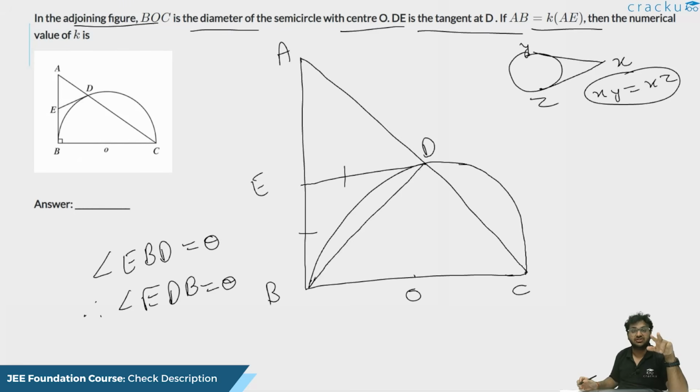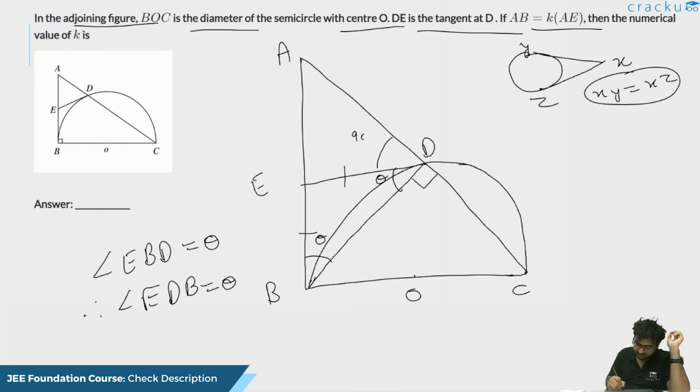Why? Because in an isosceles triangle, the angles opposite to the equal sides are equal. So if this is theta, this will be theta. We also know this is 90 degrees, because the angle formed by a semicircle on a point on the circle will always be 90 degrees. So this will be 90 degrees as BC is the diameter. So what will this be?